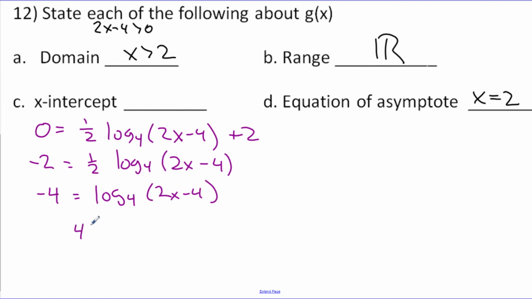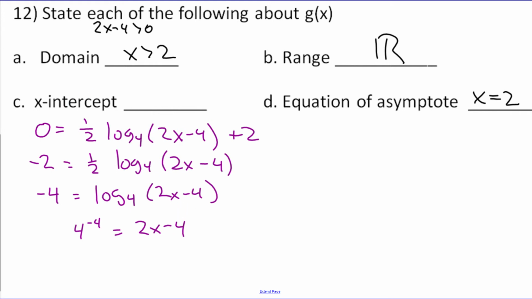So 4 to the -4 is equal to 2x minus 4. Let me get rid of that, that's a typo. Okay, so we're just going to say instead 2x minus 4. And now I'm just going to finish up the problem.